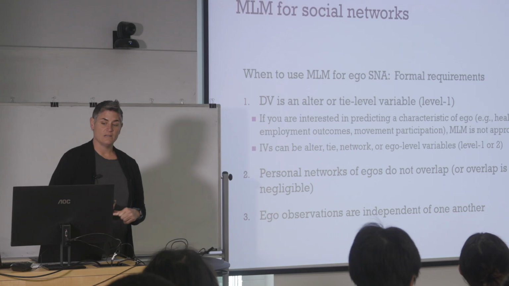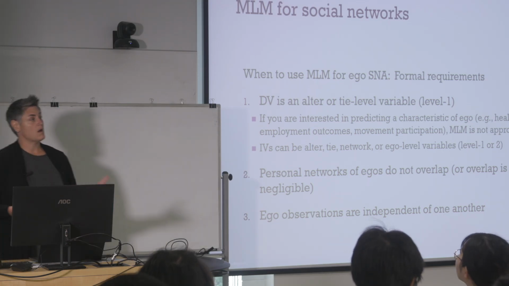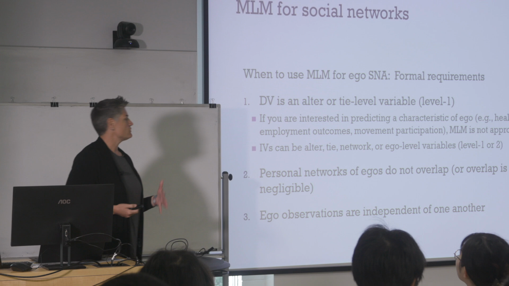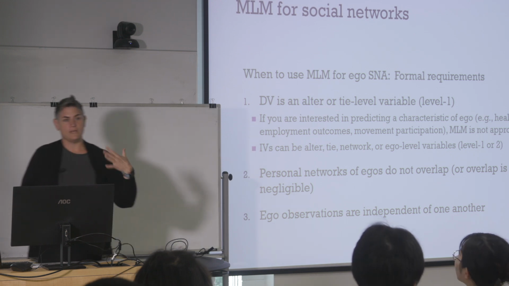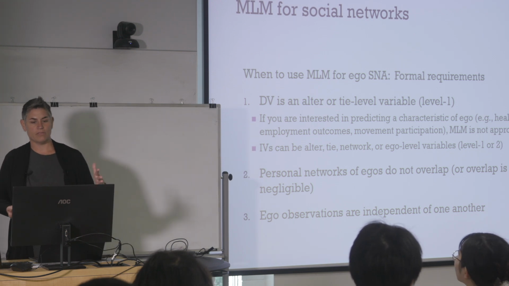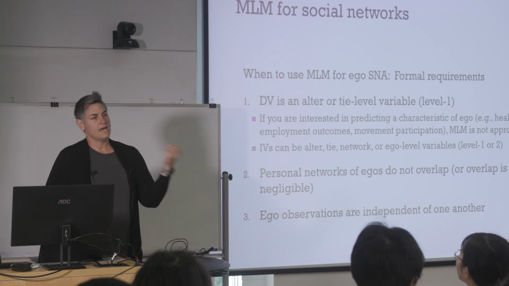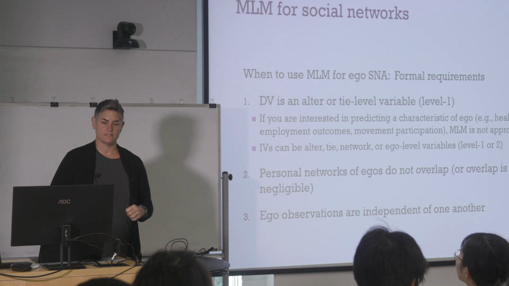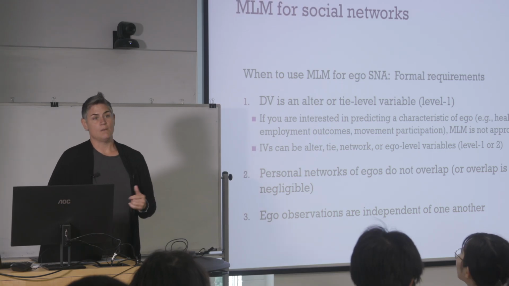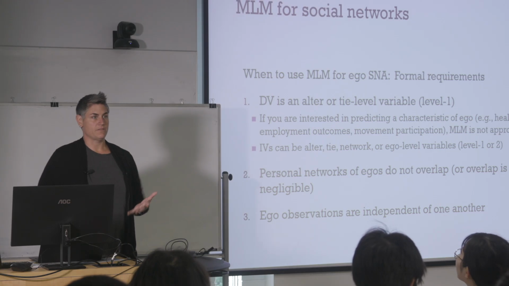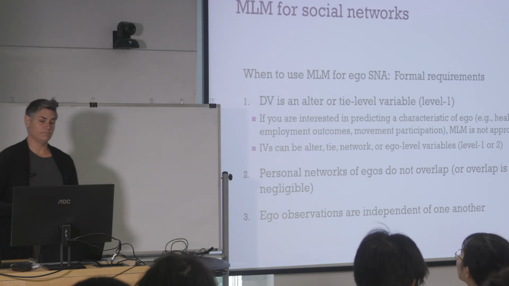If you're interested in predicting a characteristic of the ego, which we often are, something like health or employment outcomes or social movement participation, then MLM is not appropriate. Here you're going to be predicting something about the alter or tie. The independent variables can be at any level, which is great. It's super flexible in that way. So you can model characteristics of alters or of dyads based on things at the ego level, so ego gender, education, health, things at the network level, so you could use network size to predict what alters are doing, or at the alter level. So maybe alter gender or alter level of support predicts some other alter characteristic. So that's the most important one.